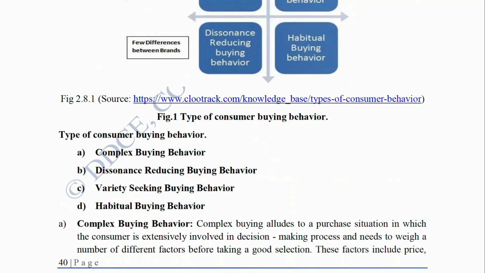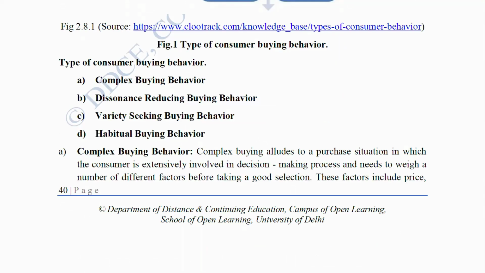Type of consumer buying behavior. A. Complex buying behavior. B. Dissonance reducing buying behavior. C. Variety seeking buying behavior. D. Habitual buying behavior. A. Complex buying behavior.